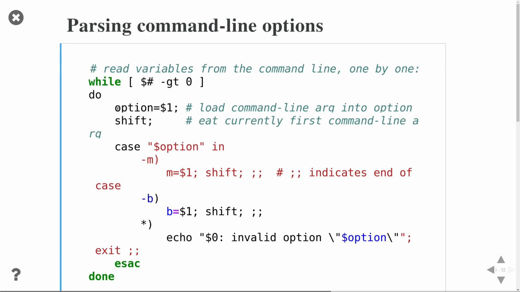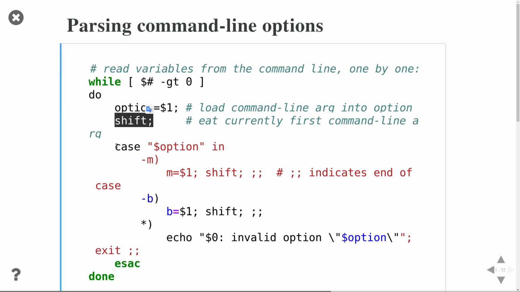And in the while loop, what we do is we always extract the first command line argument and store it as a variable option. And then we use the shift command to eat up the first command line argument. So the shift command just removes the first command line argument from our list. So we keep eating one command line argument after the other until none is left.